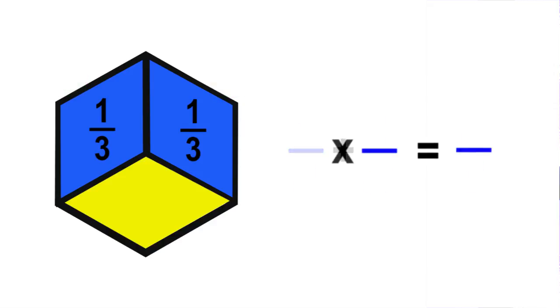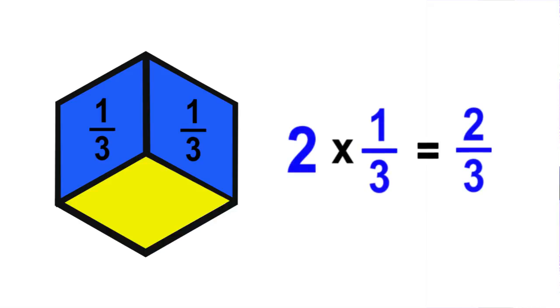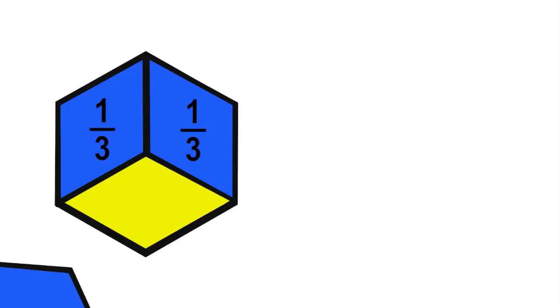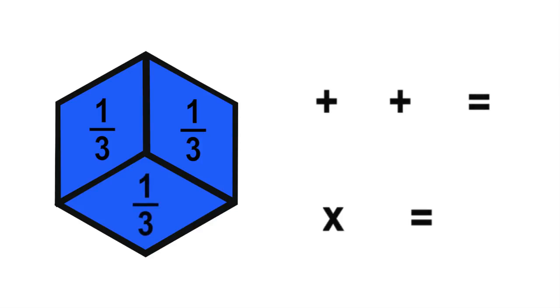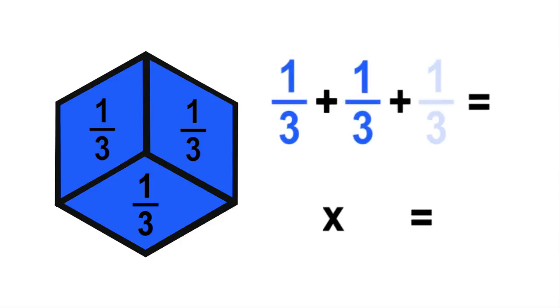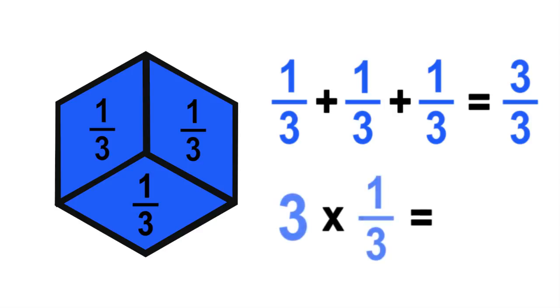Could we write this equation as a multiplication equation? How about 2 times 1/3 equals 2/3? Let's try 3 of these 1/3 blocks. What is the addition equation and the multiplication equation for this model? The addition equation is 1/3 plus 1/3 plus 1/3, or 3 groups of 1/3. And the multiplication equation would be 3 times 1/3. What is the answer? We could have 2 possible answers, either 3/3 in fractional form or 1.